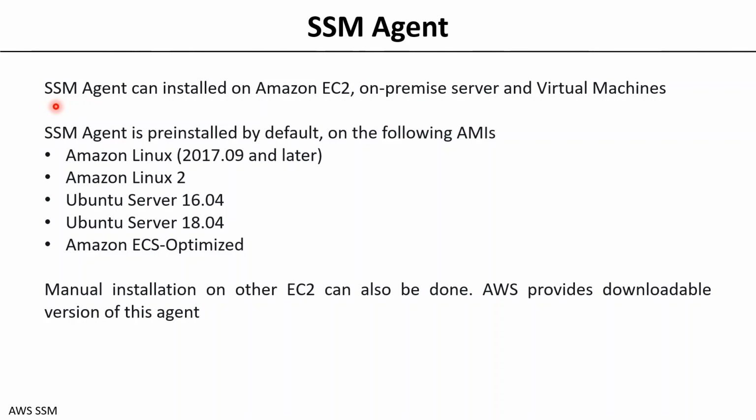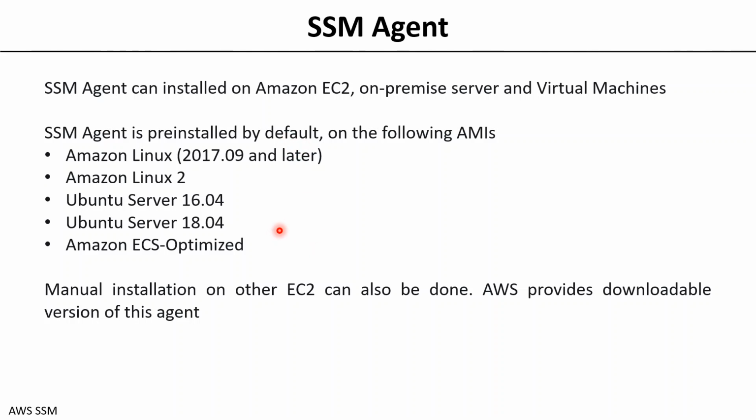SSM agent can be installed on Amazon EC2, on-premise servers and virtual machines. One of the good things about the SSM agent is it is pre-installed on many of the AMIs, many of the operating systems that AWS brings to you. For example, Amazon Linux, the first version 2017.09 and later editions, any Amazon Linux EC2s that you create, has a pre-built SSM agent installed. Amazon Linux 2, Ubuntu, and Amazon ECS optimized instances. So these instances already have the SSM agent installed.